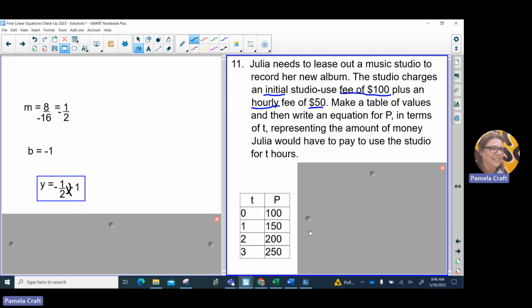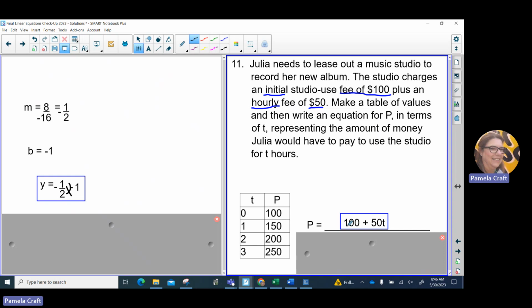So my table, I'm going to start with $100 before I even used it for any hours. And then after the first hour, it would be 100 plus that 50. And then another 50 for the second hour and another 50 for the third hour. So to write my equation, I would have my initial fee, P equals 100 plus that $50 for every hour, 50t.